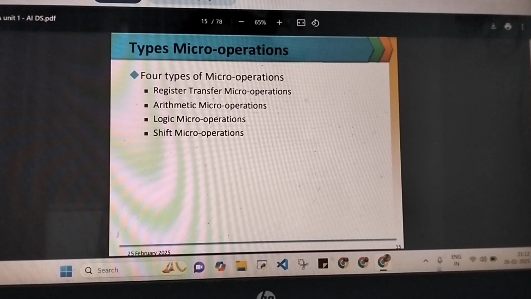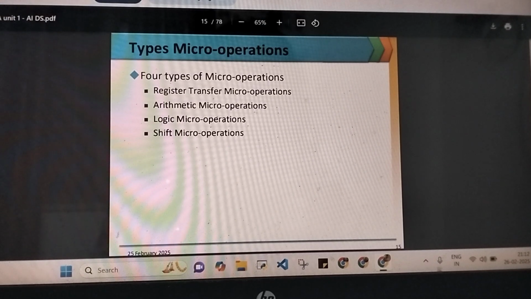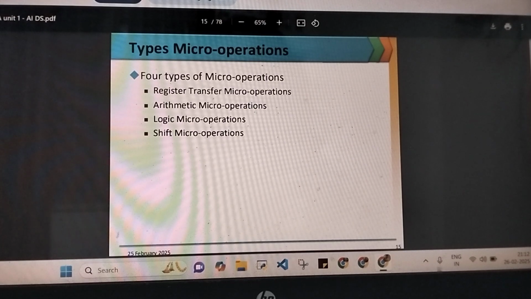So we come back to micro operations, which is what we started this segment with. There are four main types of micro operations: register transfer, arithmetic, logic, and shift. We will be looking at the first three types in today's class, and shift I will continue tomorrow.